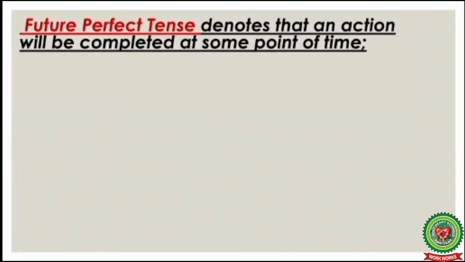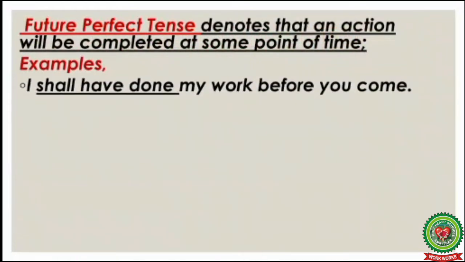Now children, future perfect tense denotes that an action will be completed at some point of time in future. Let's take examples. I shall have done my work before you come. Children, here we are referring to the time when you will come. By the time you come, I shall have completed my work. My work will be over at that time.